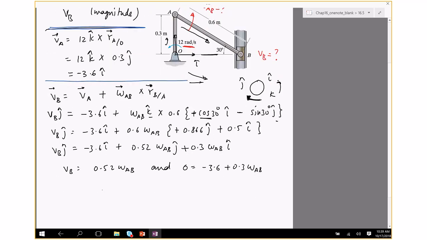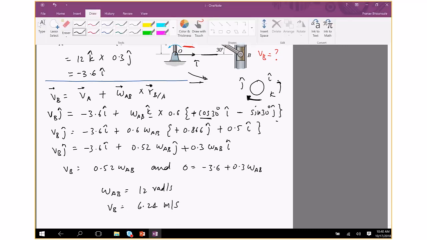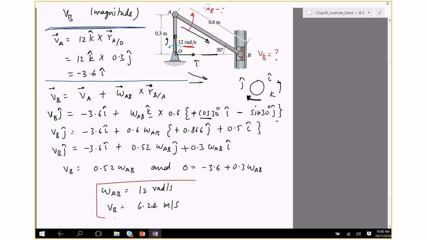So equating the two sides for the two equations, we have omega AB is 12 radians per second and velocity of B is 0.52 times 12. That's 6.24 meters per second. So 6.24 is the answer. If you want, you can update your answer. The poll is still open.